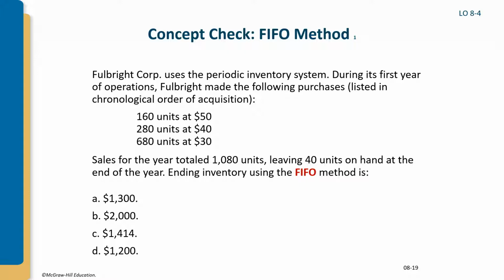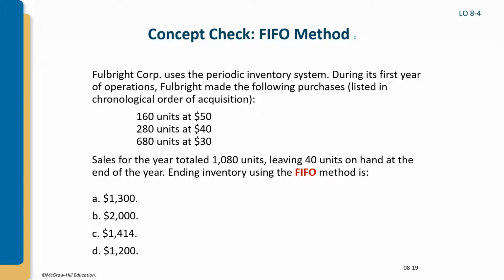How many items could you have sold? 1,120. All right. It says we sold 1,080. So if you subtract 1,080 from 1,120, there's 40 left. So we need to distribute the total cost we came up with of all of our purchases between the number we sold and the number still on hand. It tells us they use FIFO.